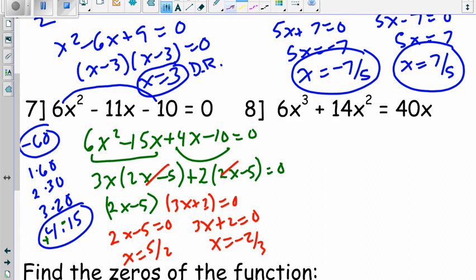Problem number 8, kind of a little challenging because there's an extra x. You have extra to the third, so let's move the 40x over.